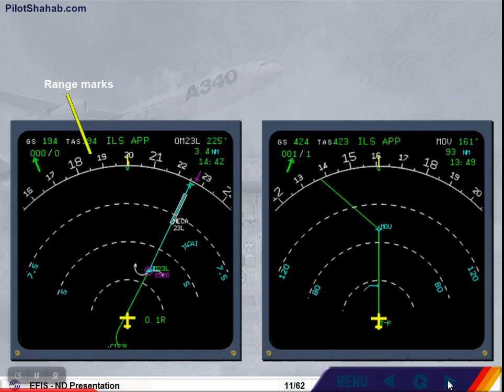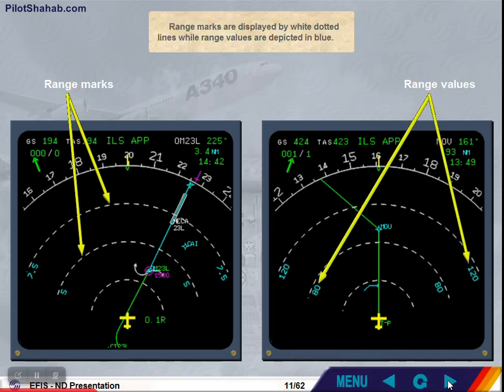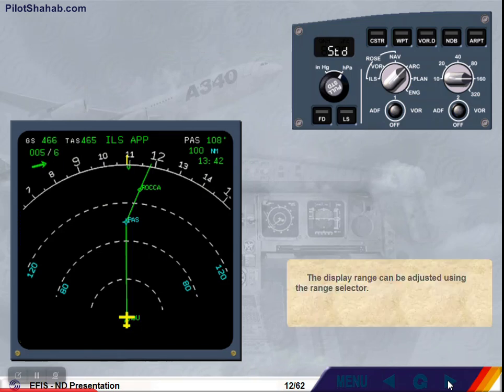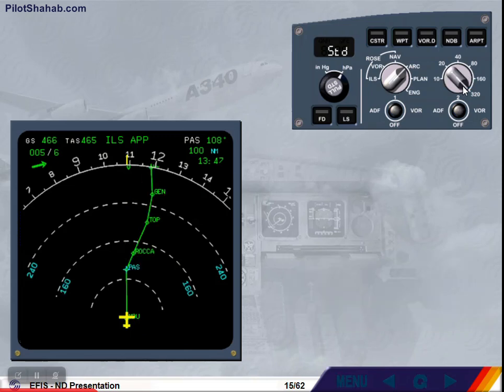Range marks are displayed by white dotted lines, while range values are depicted in blue. The display range can be adjusted using the range selector. Select 320 mile range. You can see now more of your flight plan, and the range values have changed accordingly. Let's study the ND individual modes.